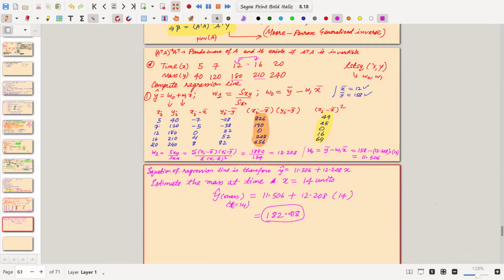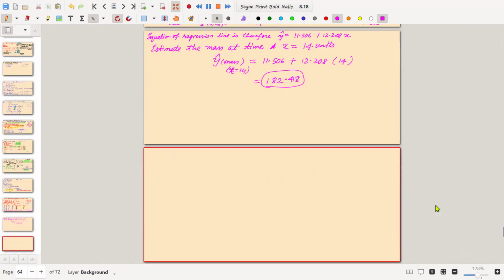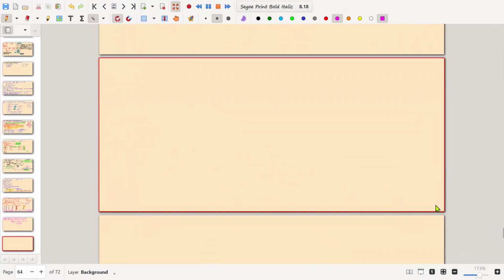Okay. Now let us do another example for pseudo inverse. Let us do one example for pseudo inverse. So how we should do this? Pseudo inverse. Consider a situation. So it's a very interesting problem. I want everyone to enjoy this problem. Because it is fun also. So consider a situation.